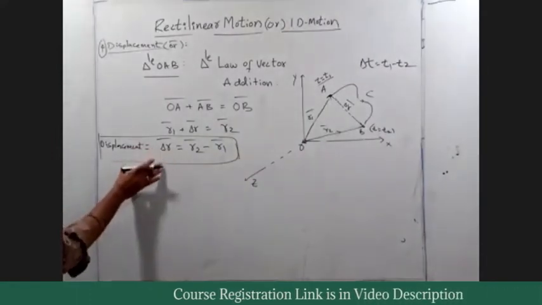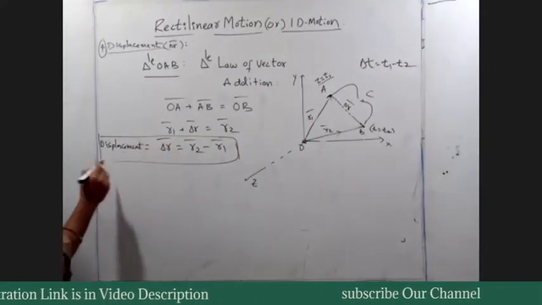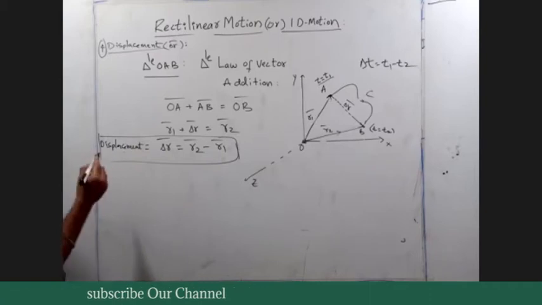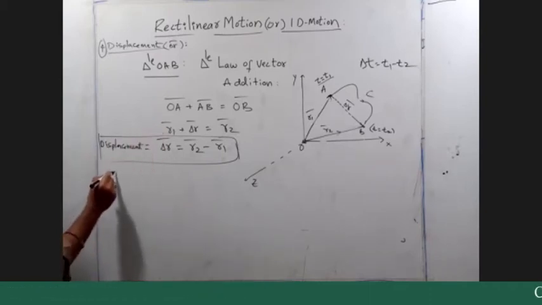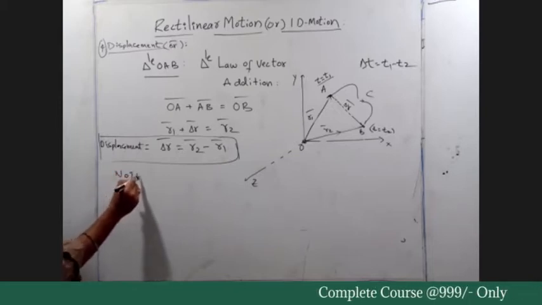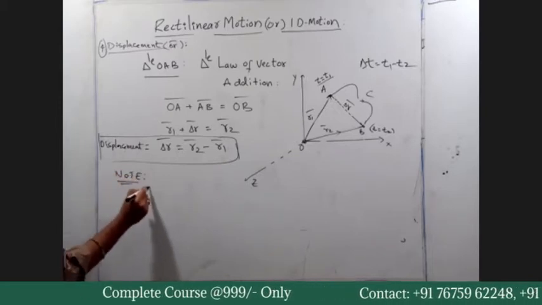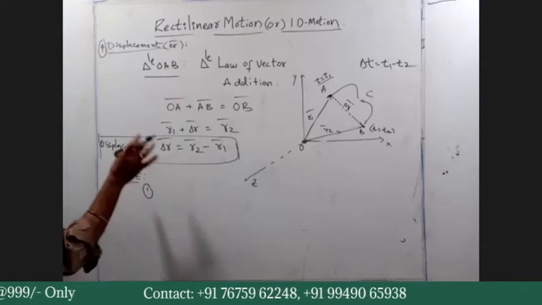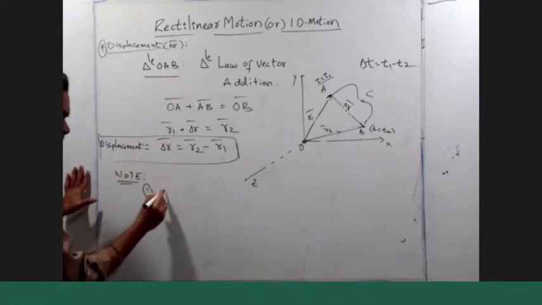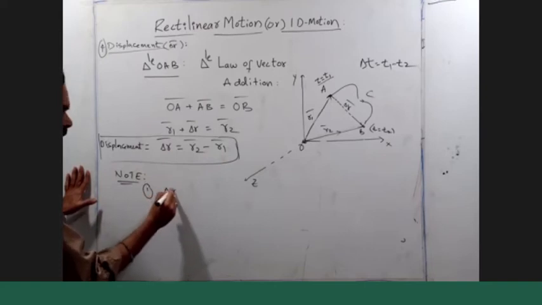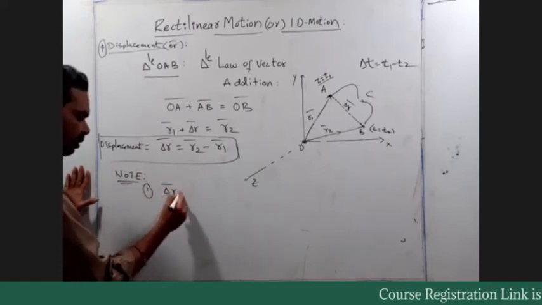Now from this expression, what are the important points about the displacement of the moving particle? The first point is that displacement is a vector quantity. So delta r bar is a vector quantity.